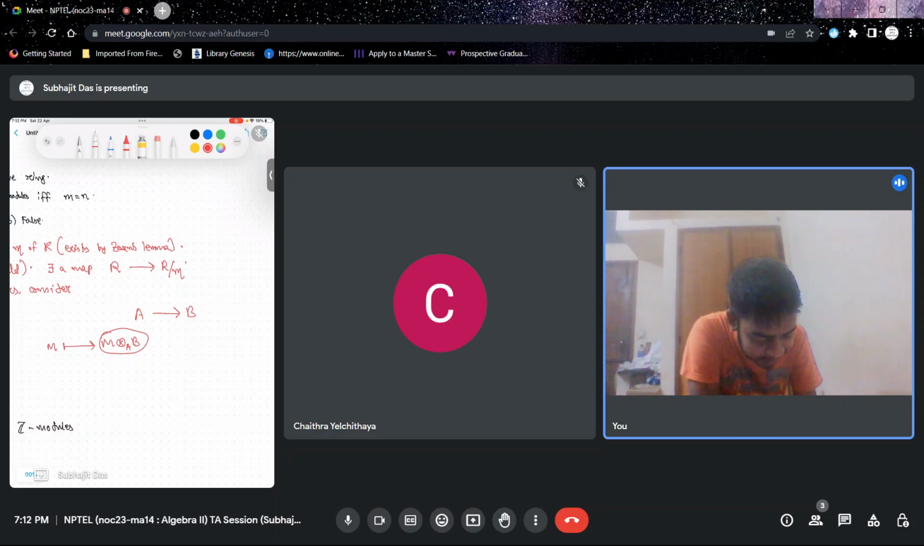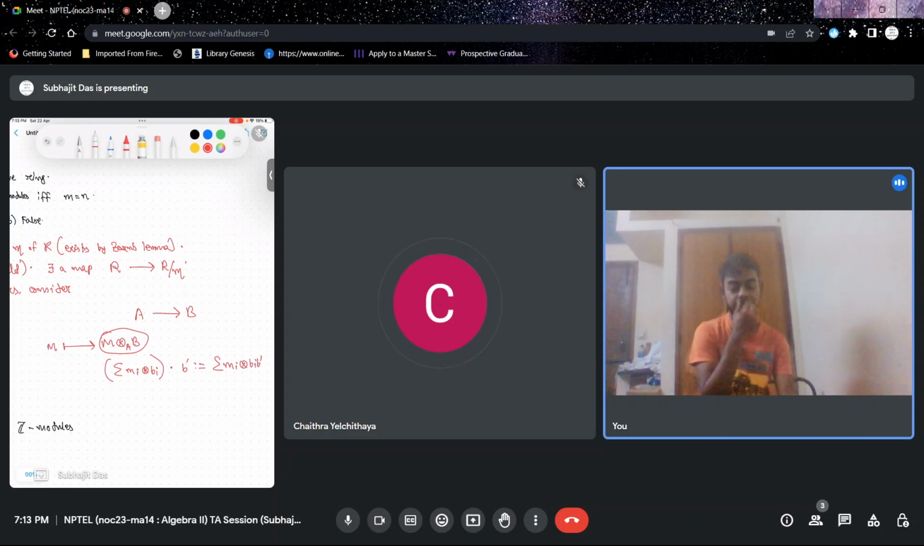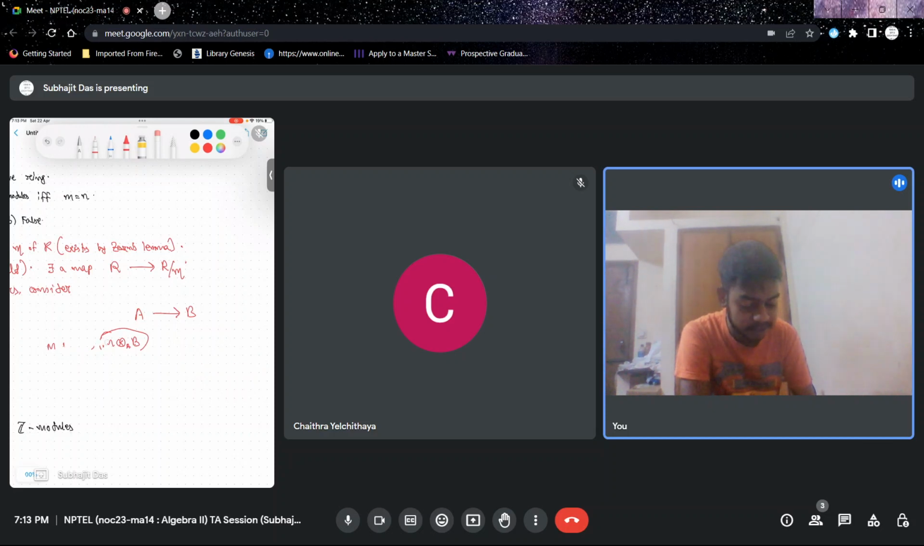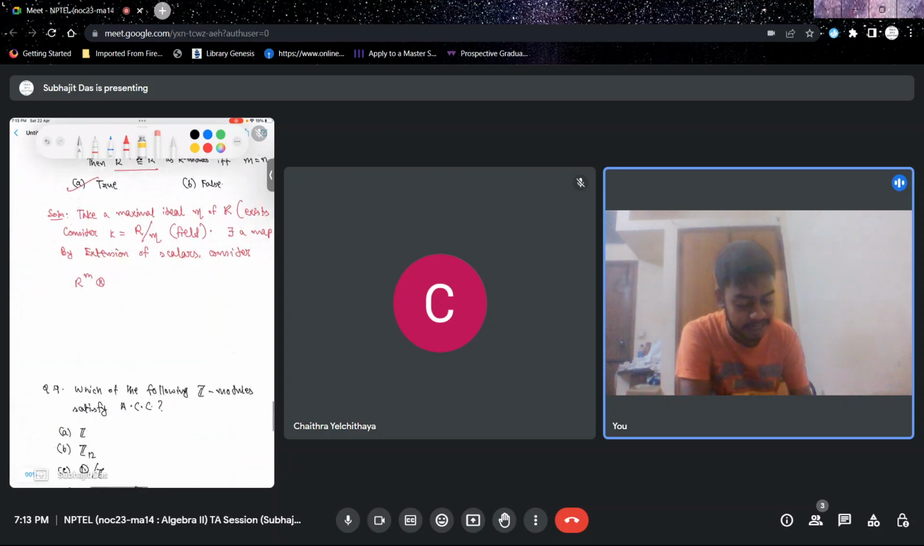Because you take any element here which is of the form sum m_i tensored b_i, you multiply it with b prime, and you define this scalar multiplication to be sum m_i tensored b_i b prime, right? This is an element of the tensor product, which makes the tensor product into a B module. That is why we say that this is an extension of scalars. And what important thing do you know about extension of scalars? Okay, we'll get to this, but let us just write the extensions.